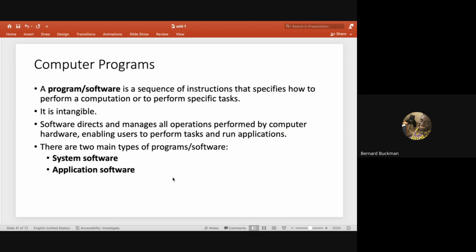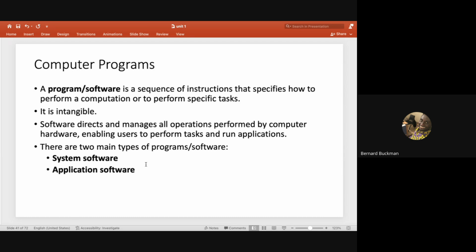Okay. Now let's look at software. So what is computer software? Computer software or a program is a sequence or a series of instructions which perform specific tasks. So they tell the computer how to perform specific tasks. Whereas hardware is a tangible part you can touch, software is the intangible part you cannot touch. Okay, so you cannot touch software, but you can touch the hardware.